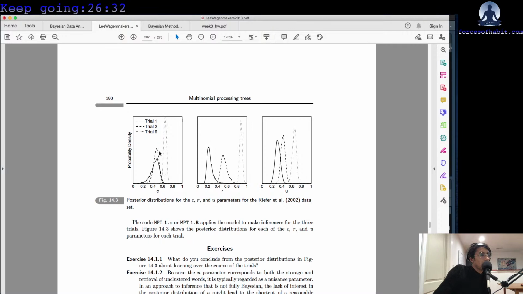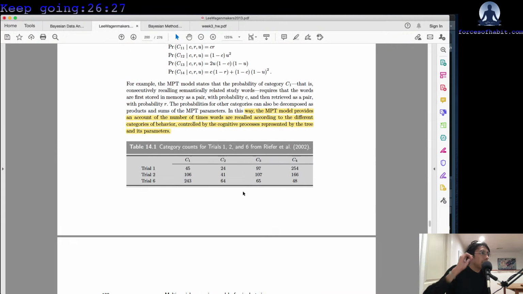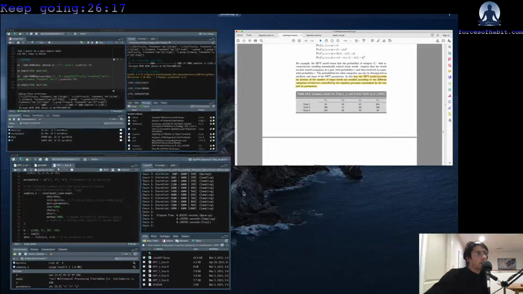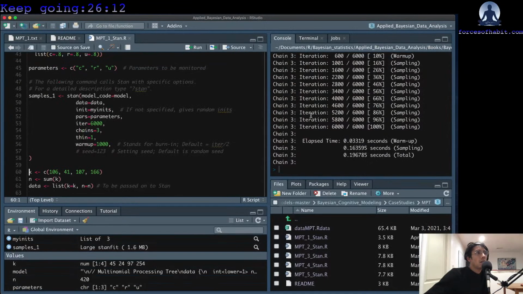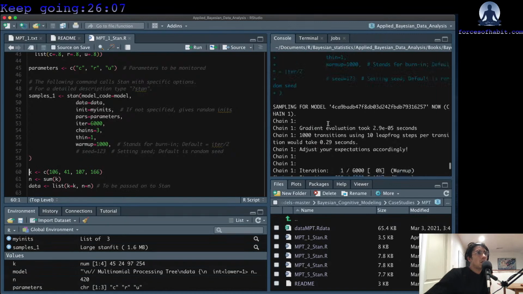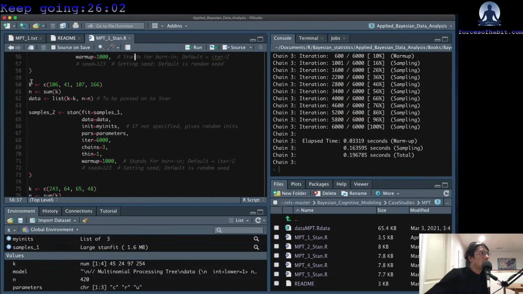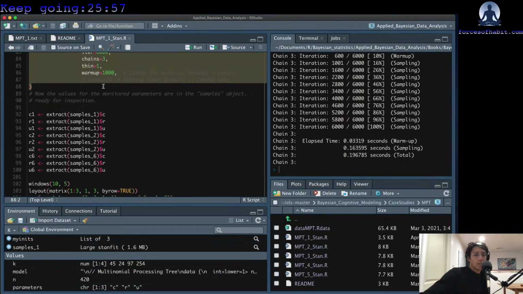All right, we're going to just model three of the trials. We're going to have four categories, but notice how we're modeling each of the trials independently of one another, which might not be the most efficient approach. Okay, and it looks like it finished here. The chain went pretty quickly. So that's just the first chain. I'm just going to run the next two chains now, and those run very quickly.